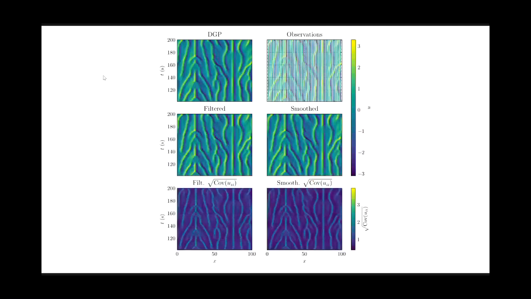So up the top left is the relevant part of the data generating process. Top right, observations. Middle left is the filtered, the sequence of filtered distribution means. Middle right, the sequence of smoothing distribution means. Bottom left, pointwise covariance from the filter, and bottom right, pointwise covariance from the smoother. So it's a little tricky to see. Kind of wish the plots came out a little better on the screen, but there's a couple interesting artifacts.